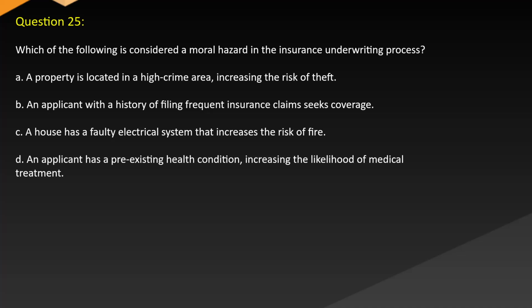Question 25. Which of the following is considered a moral hazard in the insurance underwriting process? A. A property is located in a high crime area, increasing the risk of theft. B. An applicant with a history of filing frequent insurance claims seeks coverage. C. A house has a faulty electrical system that increases the risk of fire. D. An applicant has a pre-existing health condition, increasing the likelihood of medical treatment.